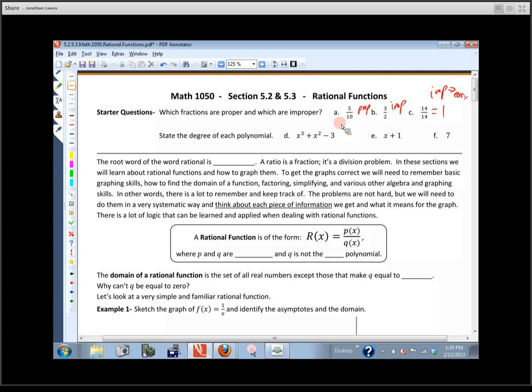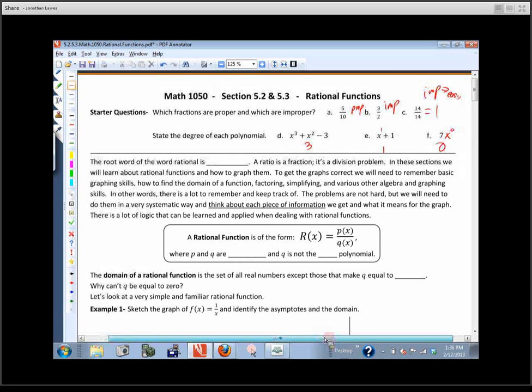It says state the degree of each polynomial. So, is that tough to do? What's the degree here? Degree 3. It's not written, but the exponent there is a 1. And what is it right here? This would be degree 0, because if we had to put a power or an x with a power to it, it would be x to the 0 power. Everybody good there? Okay, so let's start doing the problems from today.